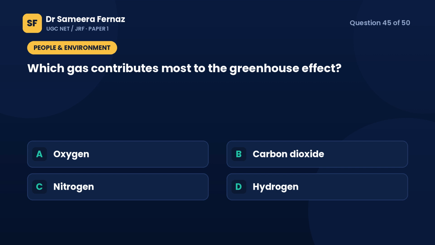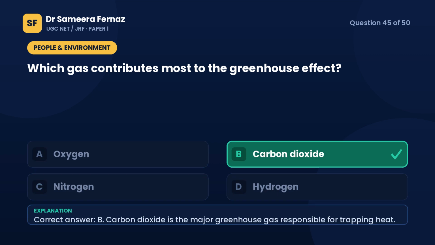Question number 44, people and environment. The ozone layer protects us from what exactly? So the answer is option A, from the sun's harmful ultraviolet or UV rays.